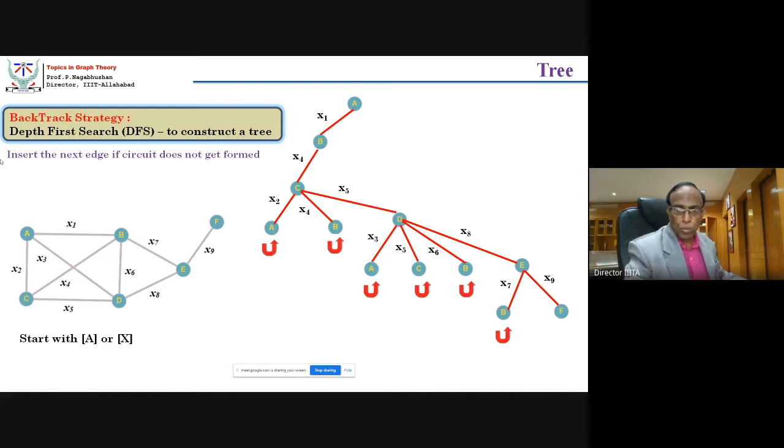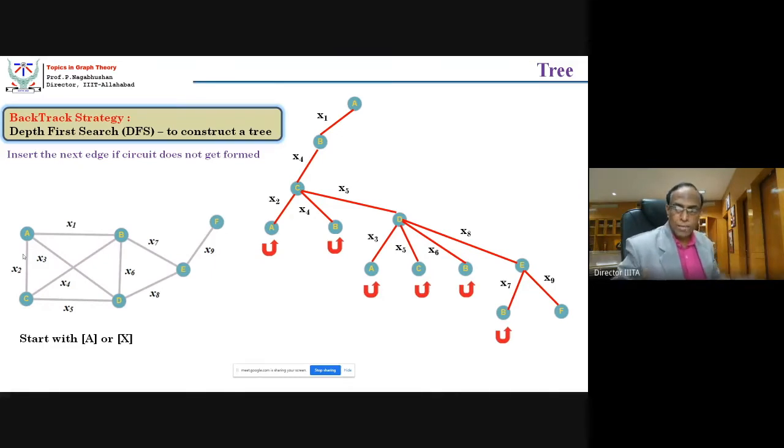So delete all these backtrack edges. Then what you get here is a tree. This is the tree. The tree is made up of X1, X4, X5, X8, X9, and it connects A, B, C, D, E, and F. It connects all of them. So this is the backtracking algorithm, or depth first search algorithm, to construct a tree.